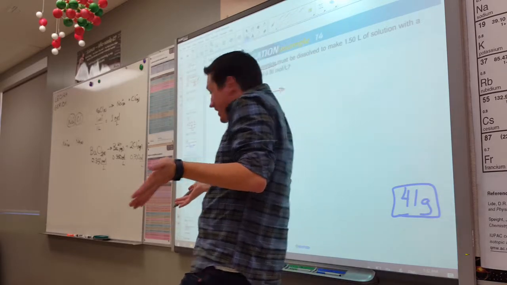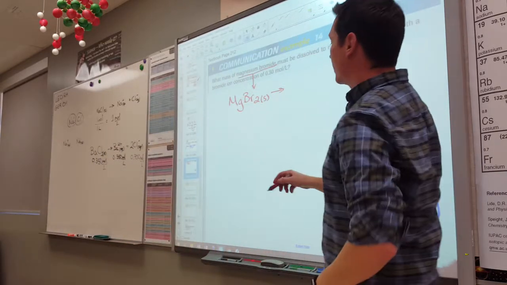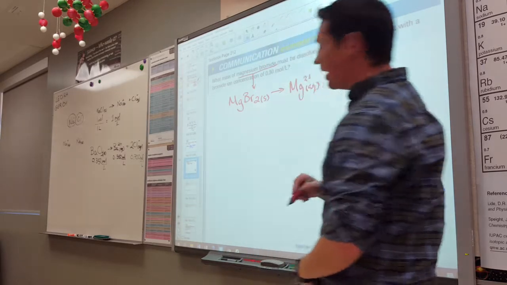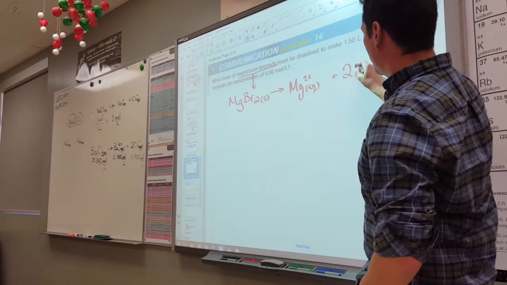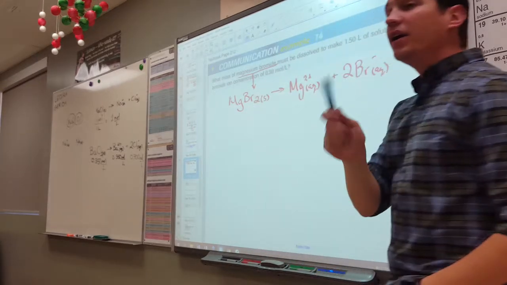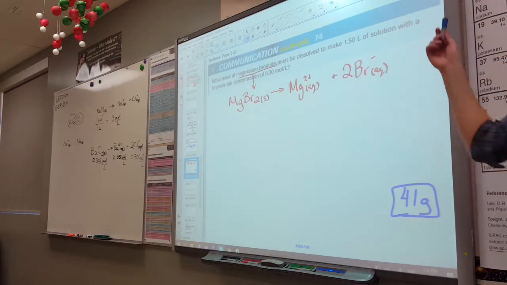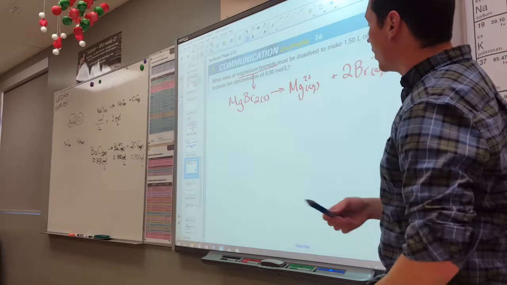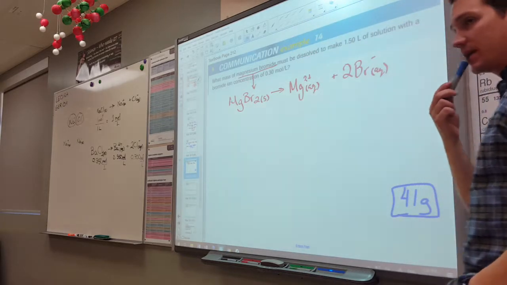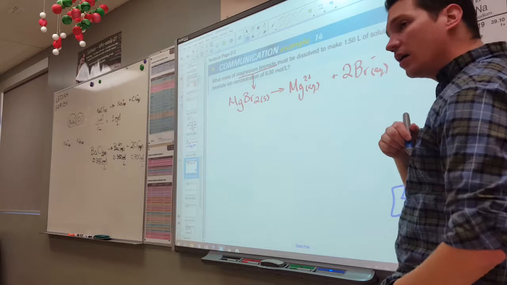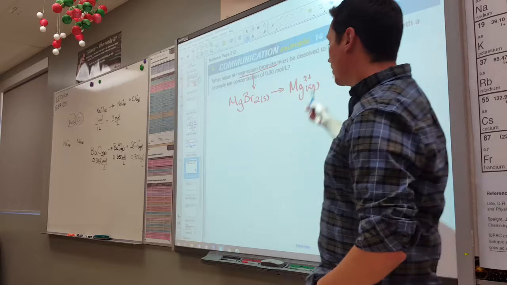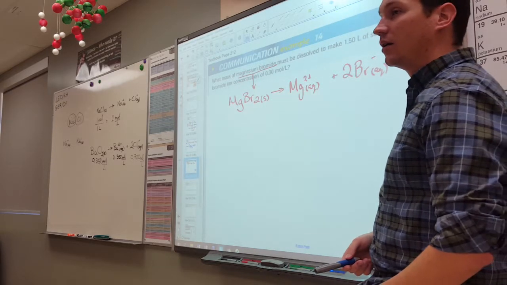I don't know what to tell you, but how many magnesiums are we going to make? Magnesium 2+. And how many bromides are we going to make? 2 Br minuses. What pieces of information belong below these entities here? Is the 0.30 moles per liter under the magnesium bromide? Is it under number 1, 2, or 3? One.